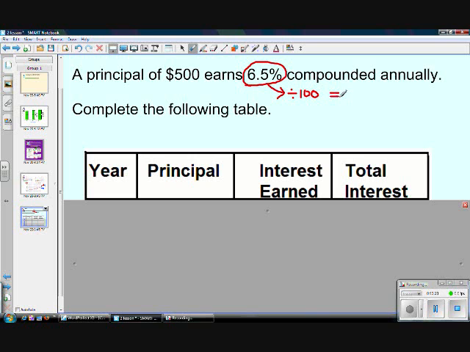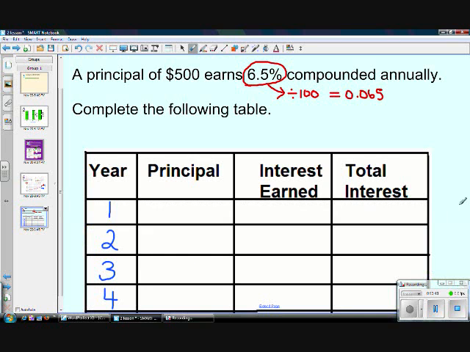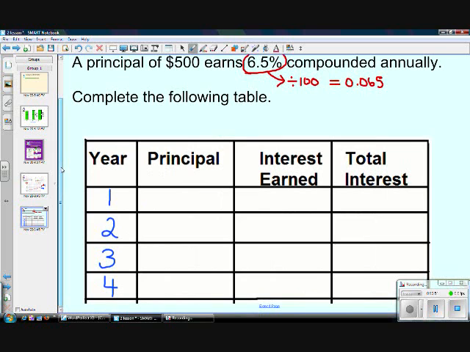When I do that, I end up with 0.065. No, you don't want to round it to 0.07. When we're talking about money, people are very conscious of a half of a percentage point. So I'm going to take this number and multiply it by my principal each time. So let's take a look at the table. Principal. Well, the first year I have $500, so that's my principal, and I'm going to put in $500.